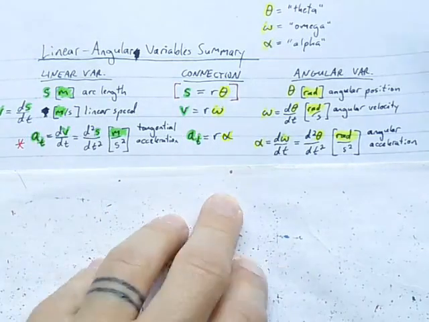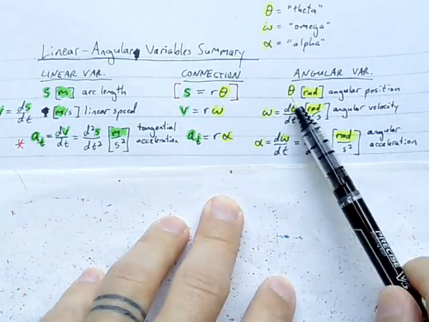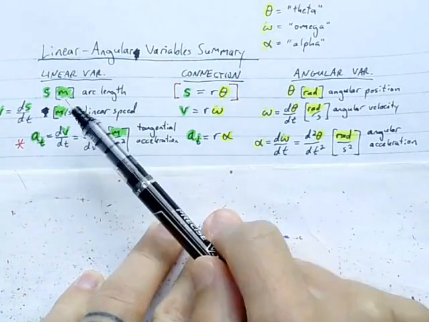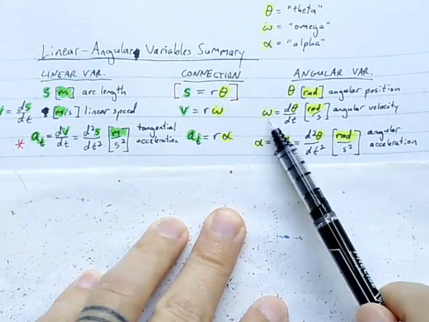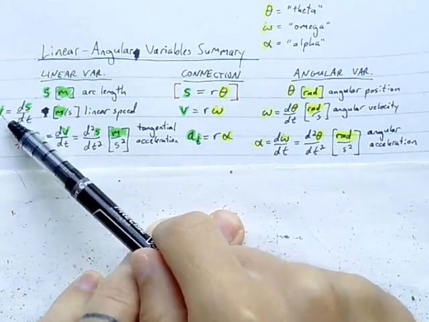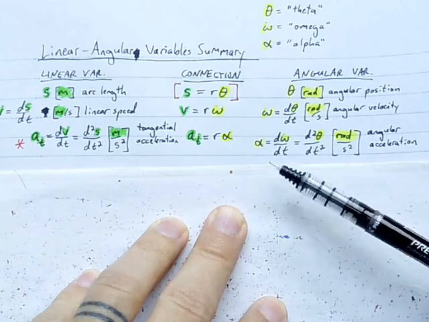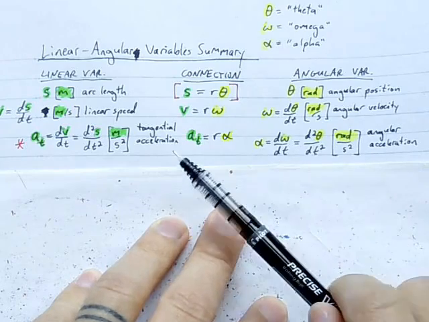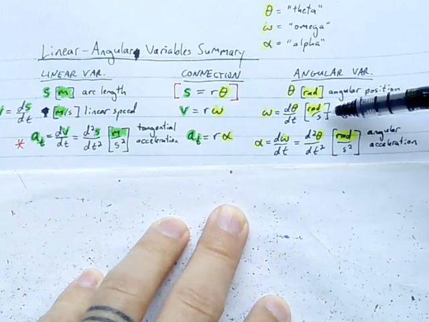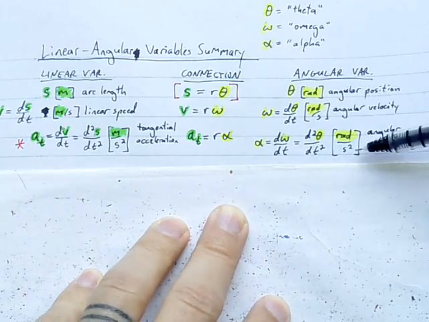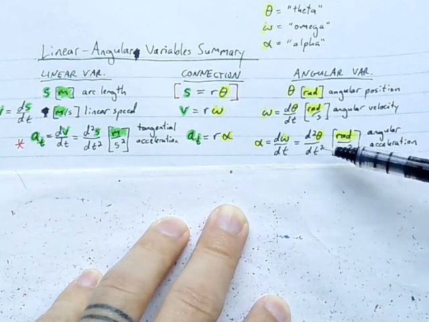And over here on the angular side, angular position theta corresponds to our arc length s. Angular velocity omega corresponds in this way to our linear speed v. And we see alpha then corresponds to our tangential acceleration at. Radians per second, and radians per second squared are our units, and we see these derivative definitions.